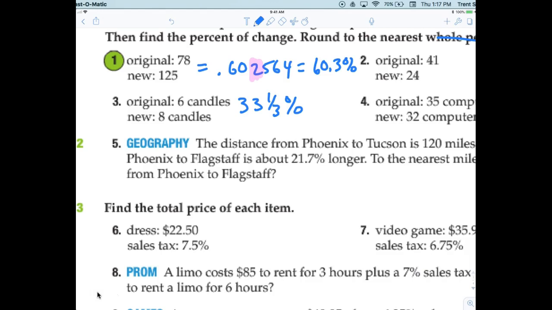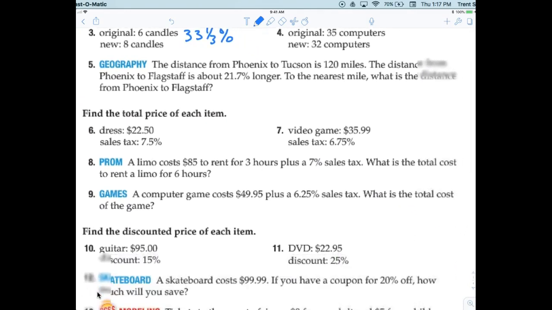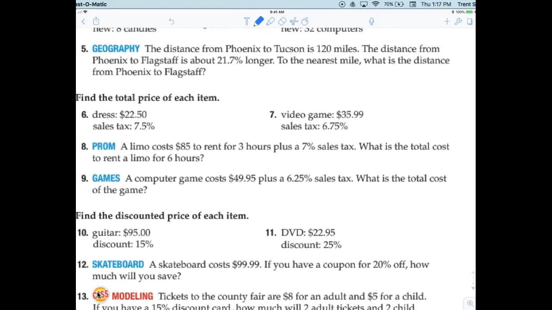So let's take a look at number 5. Let's see if I can help you. The distance from Phoenix to Tucson is 120 miles. The distance from Phoenix to Flagstaff is 21.7% longer. To the nearest mile, what is the distance from Phoenix to Flagstaff? So who's going to tell me how I can easily do this on my calculator? Tell me what I'm going to do. 120 divided by 2. Now, wait a minute.